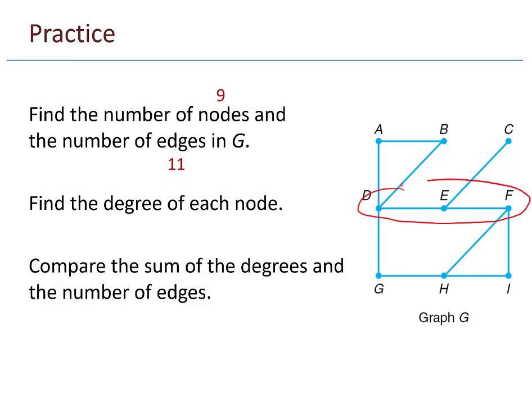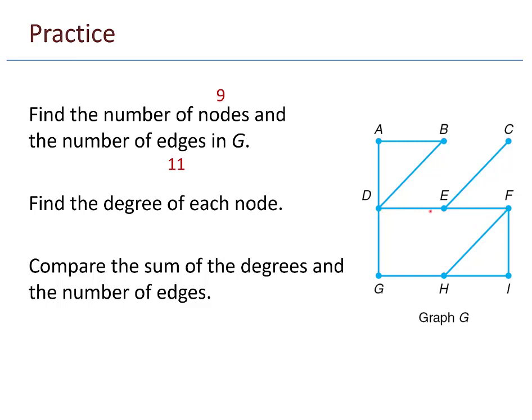Some people think that what I've circled is a single edge, D through E to F, but it's not a single edge. It's actually 2 edges. I could have a single edge that goes D to F, but I'd have to draw it like that with no vertices on that edge.